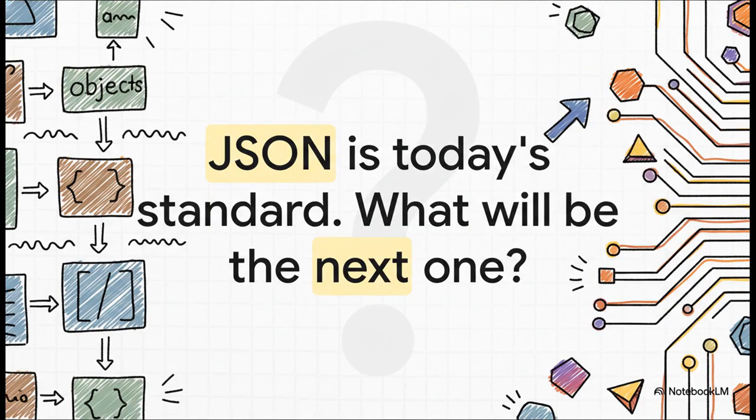And that brings us to a final, really interesting thought. For years, JSON has been the rock-solid, dependable common language of the web. But technology never, ever stands still, does it? So it really makes you wonder, what's next? What will be the next universal language that all of our applications learn how to speak?